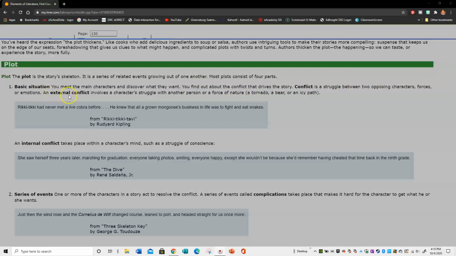An external conflict involves a character's struggle with another person or a force of nature, a tornado, a bear, or an icy path. Rikki Tikki had never met a live cobra before. He knew that all a grown mungoose's business in life was to fight and eat snakes. From Rikki Tikki Tavi by Rudyard Kipling.